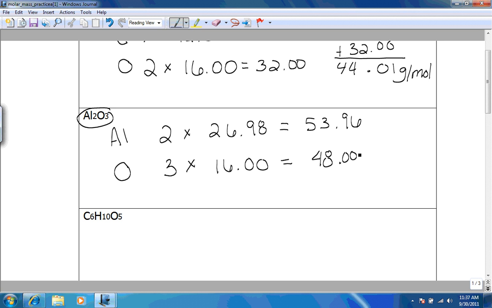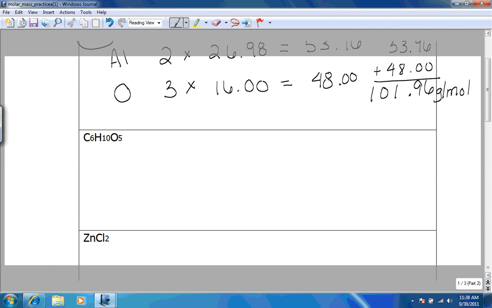Now that we have the elements individually, we're going to add them together to figure out the mass of the chemical formula. That would be the molar mass of aluminum oxide, which is 101.96.